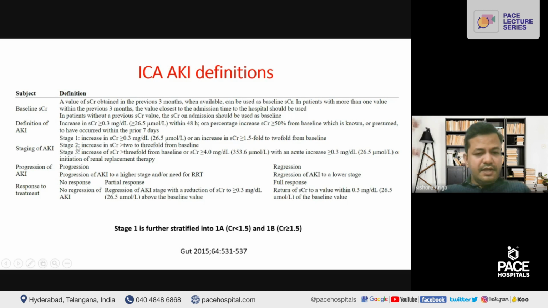Further, stage 1 is divided into 1A and 1B. This is because 1A is if the creatinine is less than 1.5 and 1B is more than or equal to 1.5, because studies have shown that creatinine less than 1.5 has mortality equal to the patients who don't have AKI. If we manage it early and the creatinine settles from below 1.5 to baseline level, the mortality is equal to patients who don't have AKI. But if the creatinine is more than or equal to 1.5, mortality exponentially increases when compared to patients who don't have AKI.